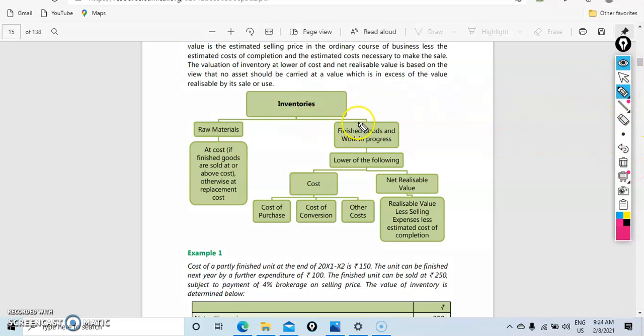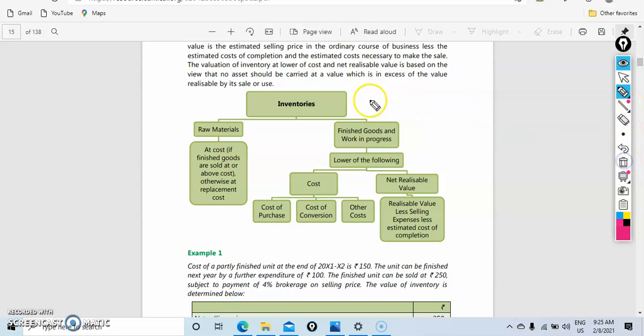Before class we discussed inventories and all. Now in this class we will discuss the valuation of inventory. For finished goods and work in progress, the principle says that first find the cost and the NRV. Identify the cost and NRV, whichever is lower, you should take and value.